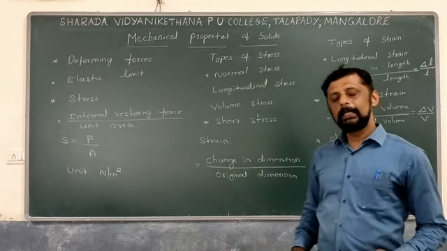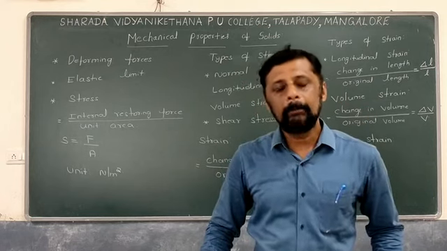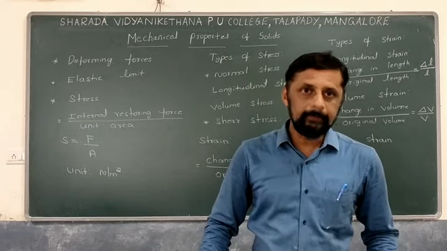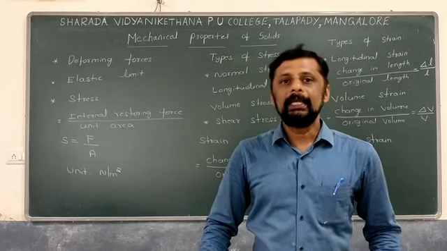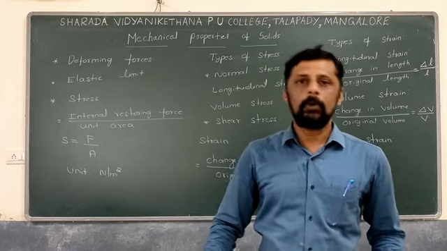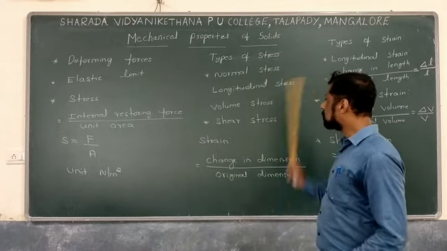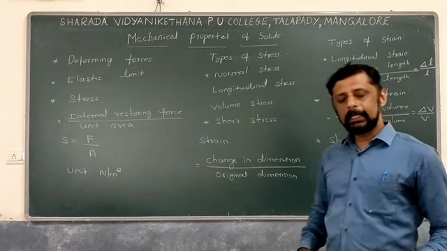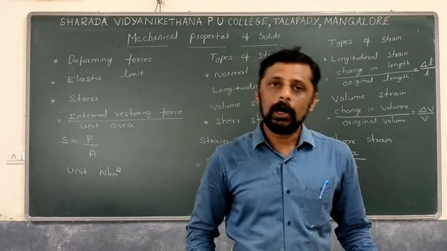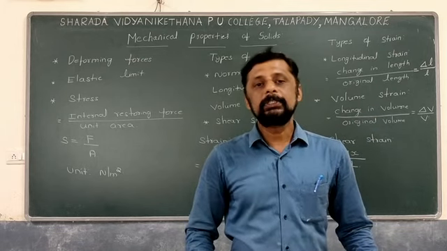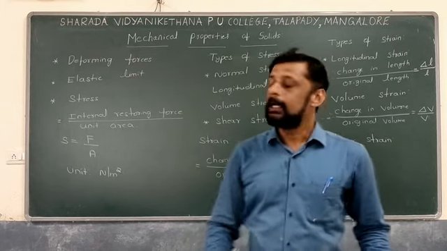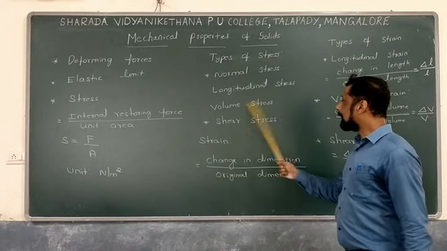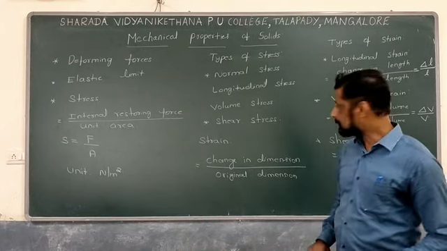So in this case, the deforming forces are acting parallel to the length of the body, which results in increasing length of the body. That is called longitudinal stress. In case of volume stress, the internal restoring forces are developed all over the body, which tends to increase volume. The stress developed in this case is called volume stress.